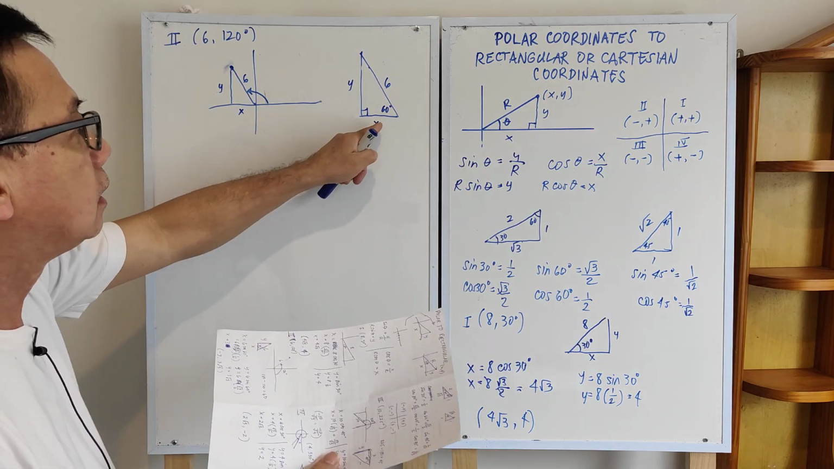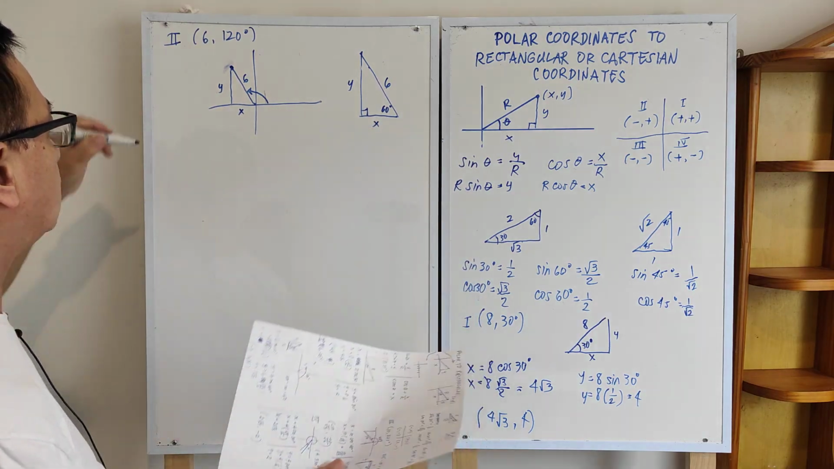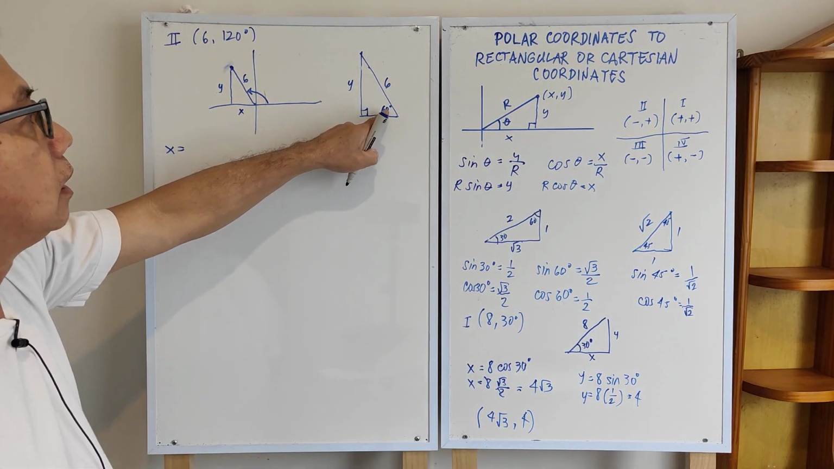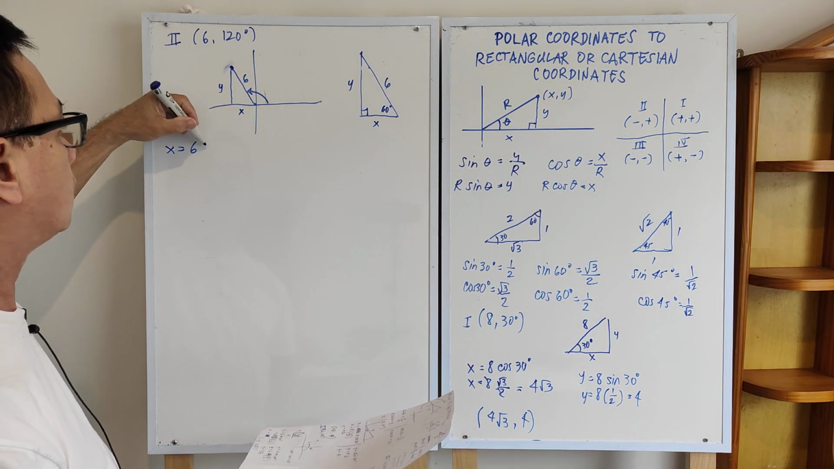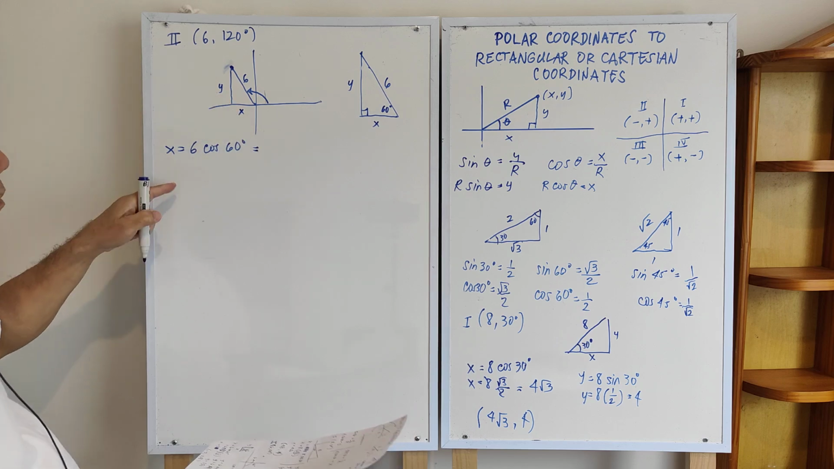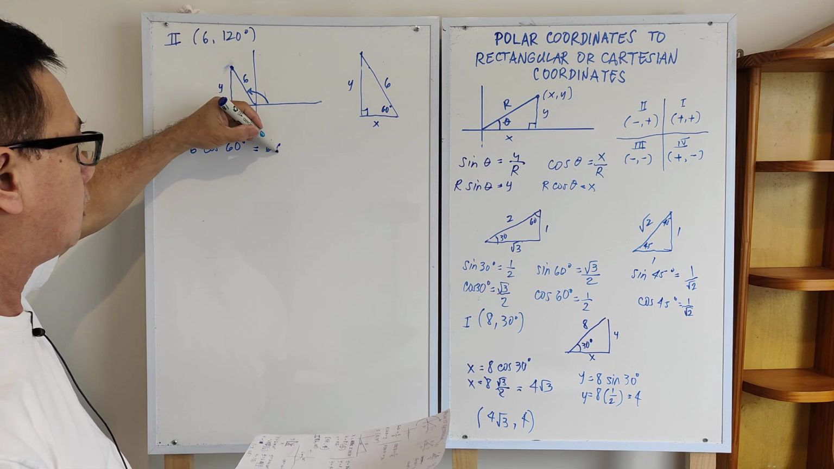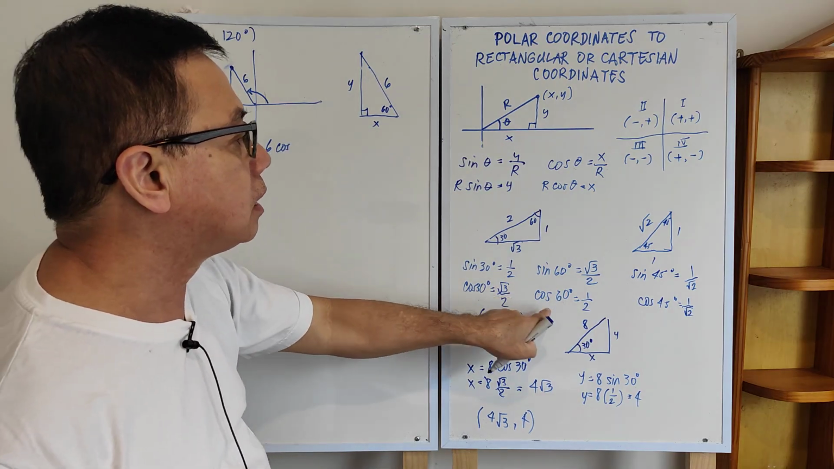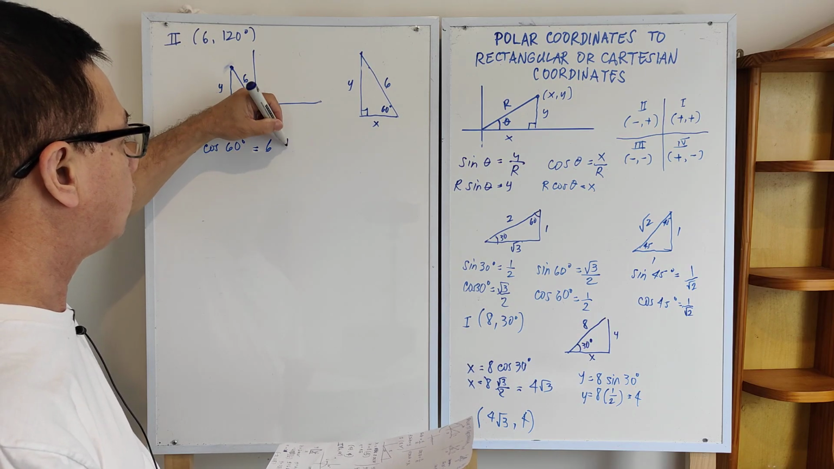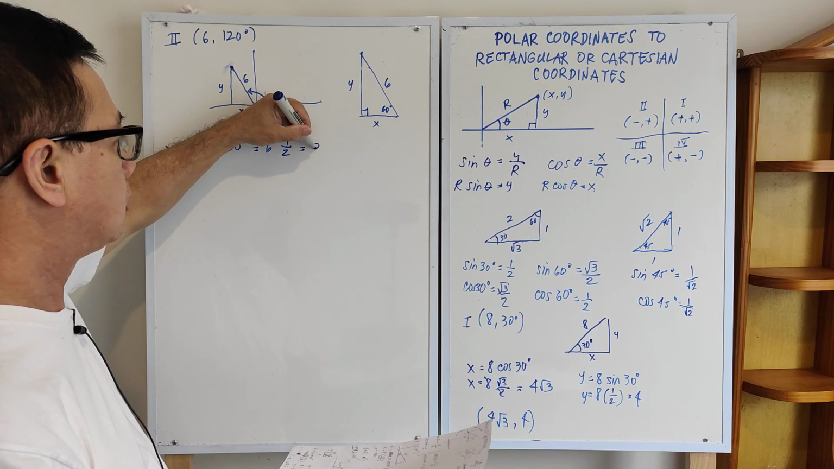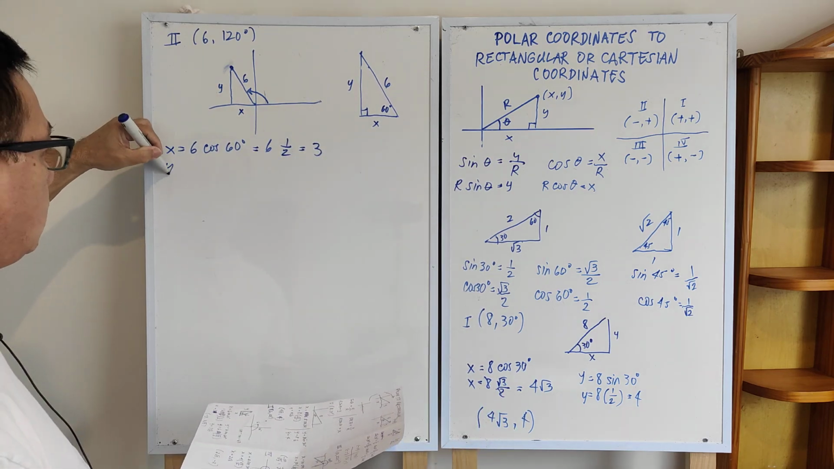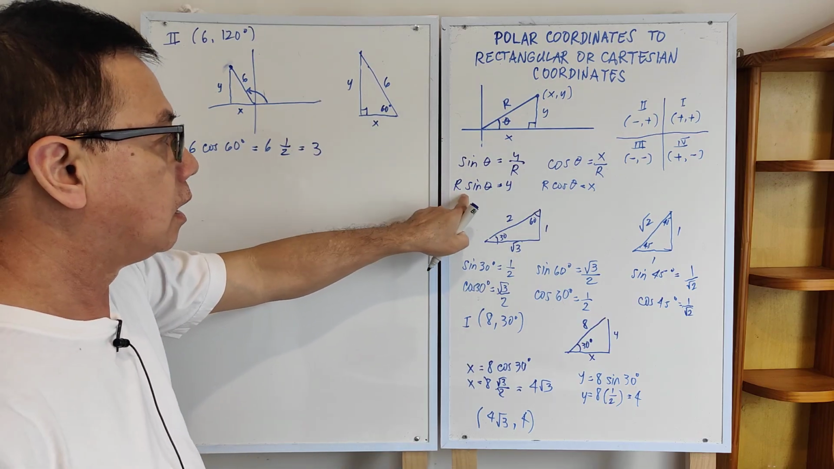So for x, x is equal to r cosine theta. So x is 6 cosine of theta, which is 60 degrees. So 6 cosine of 60 degrees. Cosine of 60 is 1/2. So we can replace it with 1/2. So 6 divided by 2 is 3. So your x is 3, and then your y is r sine theta.